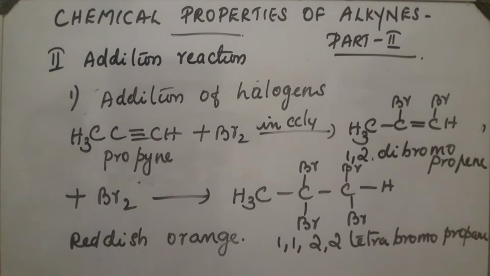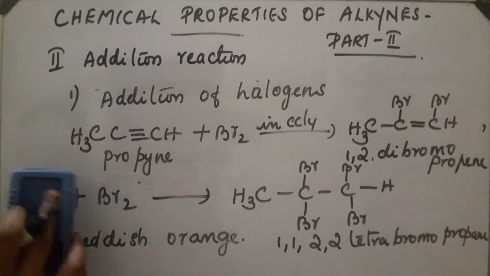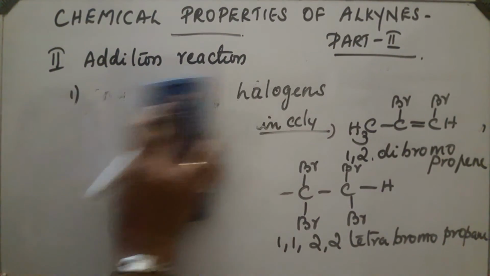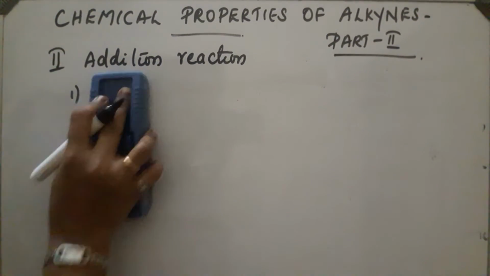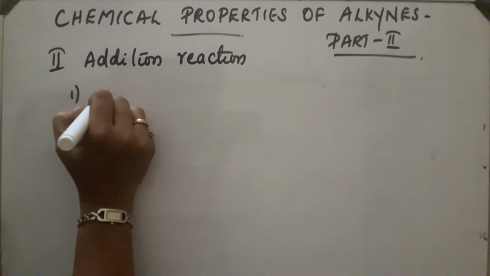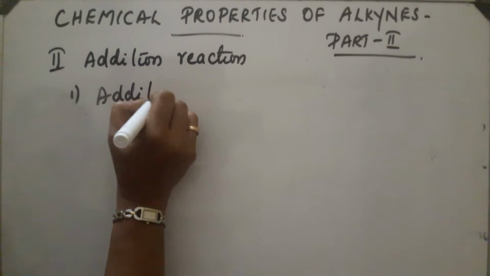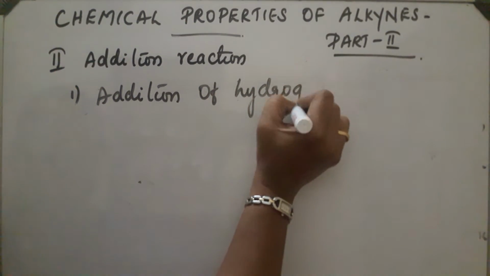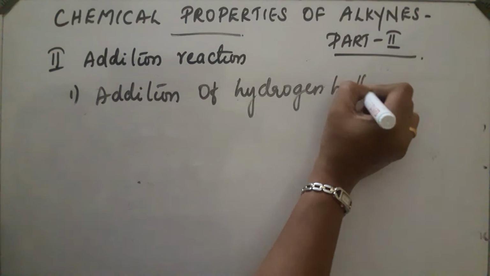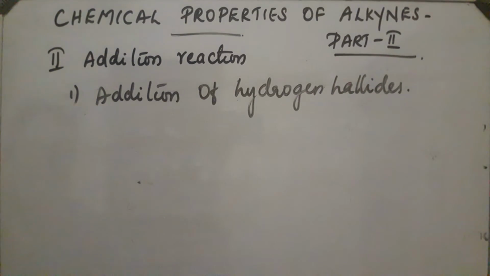Next, the third addition reaction is addition of hydrogen halide. This reaction takes place according to Markovnikov's rule. According to Markovnikov's rule, the negative side of the hydrogen halide will move to the carbon atom containing fewer hydrogen atoms. We already studied this.